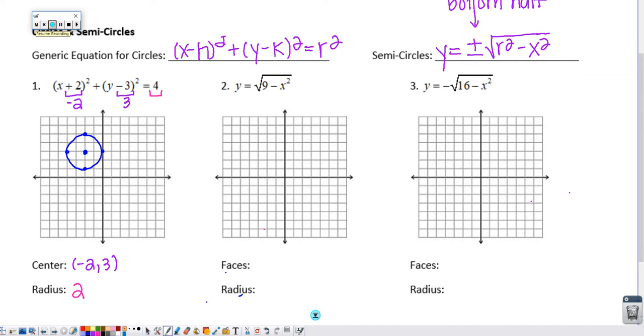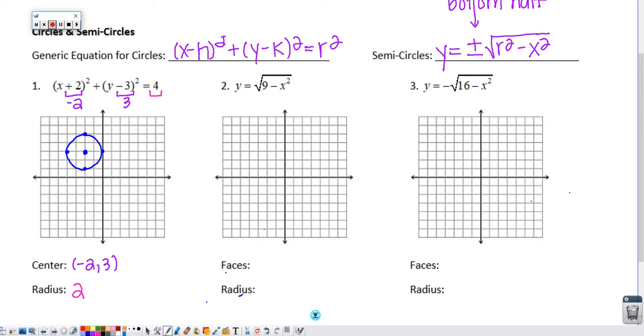Alright, and here we have the circle. So remember when it says plus 2, that really means minus 2, so negative 2, and then minus 3 up in the top actually means regular 3. So your center is negative 2, comma, positive 3. And then you plot that as your center. Then you just make sure to square root your r squared. So that gives us a radius of 2.